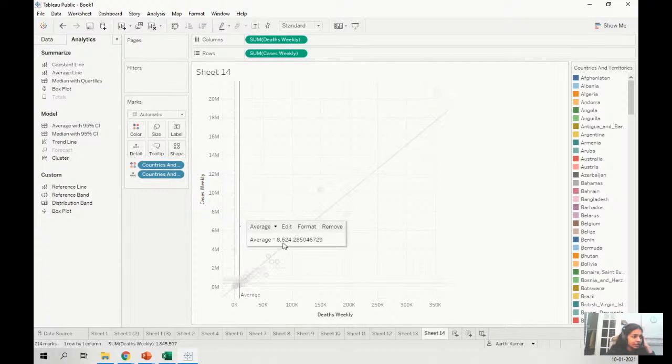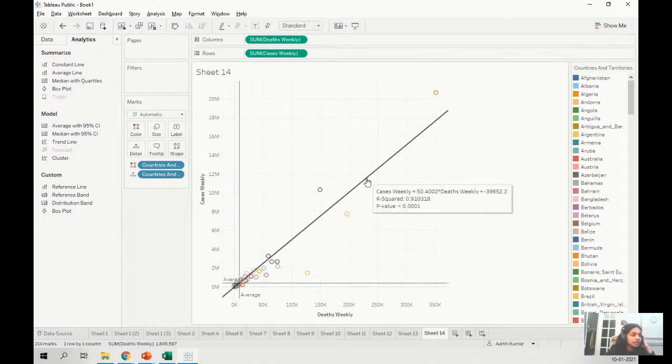Average number of deaths weekly is 8,600, and this is the correlation plot. You have the r square value and the number of cases weekly and the relationship.